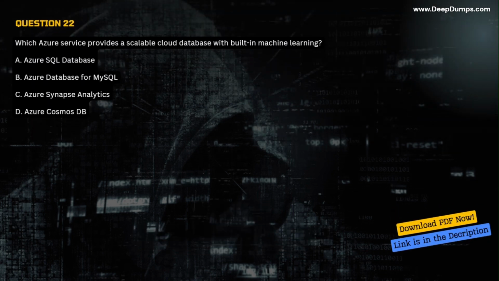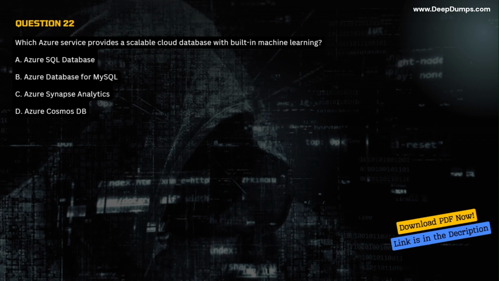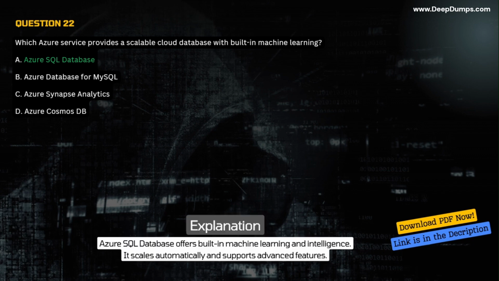Question 22. Which Azure service provides a scalable cloud database with built-in machine learning? A. Azure SQL Database. B. Azure Database for MySQL. C. Azure Synapse Analytics. D. Azure Cosmos DB. Correct answer A. Azure SQL Database. Explanation. Azure SQL Database offers built-in machine learning and intelligence. It scales automatically and supports advanced features.